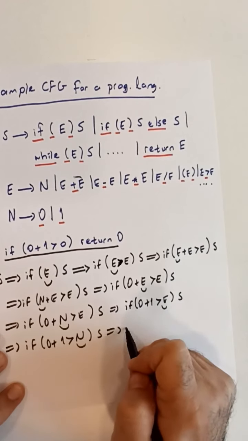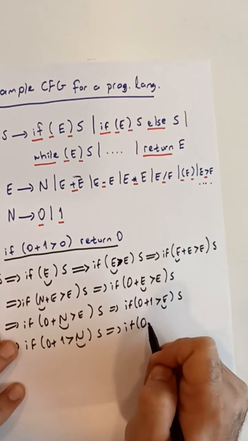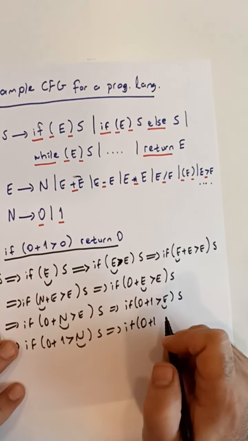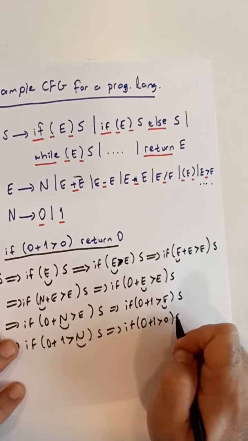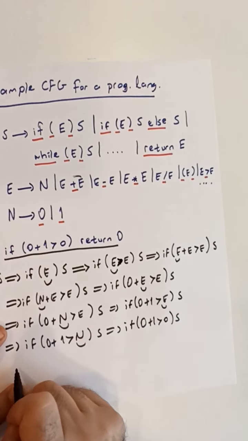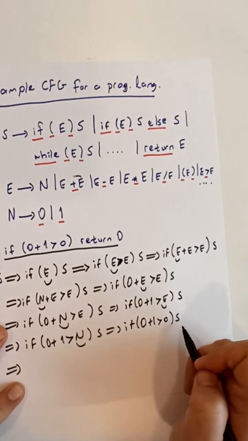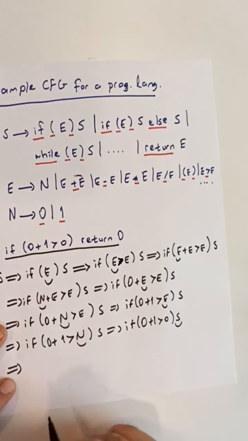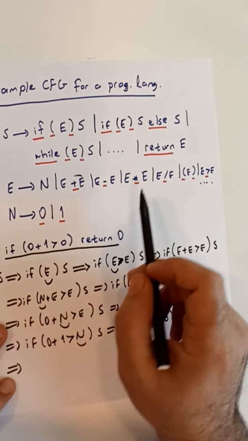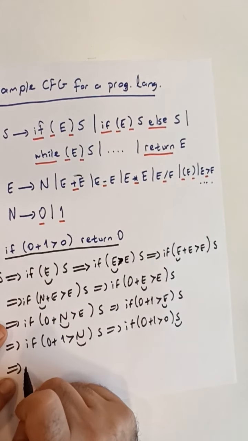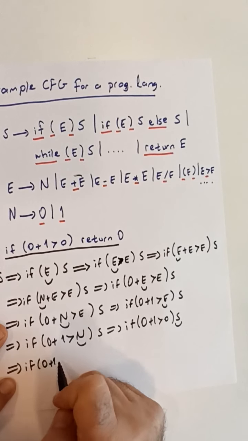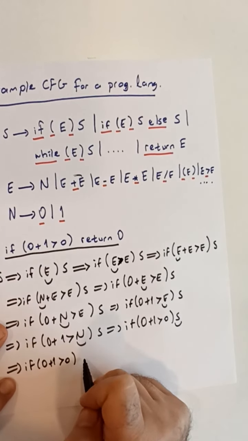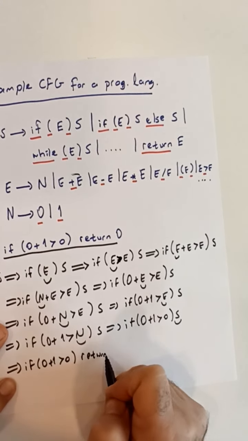Expand the leftmost variable. If 0 plus 1, number simply being 0, greater than 0, then s. We need to do another derivation to expand this variable s. Since we simply want to return s, we will expand it with this rule. If 0 plus 1 greater than 0, then return e.